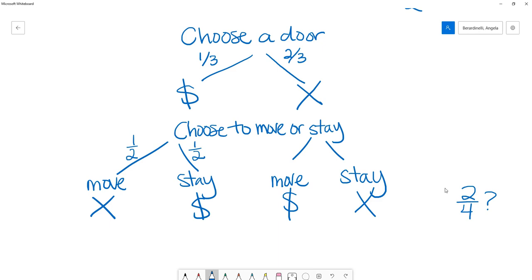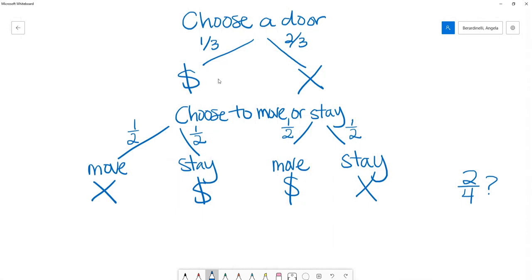There was a 2/3 choice that you originally chose a goat. And so after that step, you have 1 out of 2 choices to move, 1 out of 2 choices to stay. And the way trees like this work is that when you go from the beginning to the end, so start at choose a door and follow any path to the bottom, you want to multiply the probabilities to get the overall probability of that.